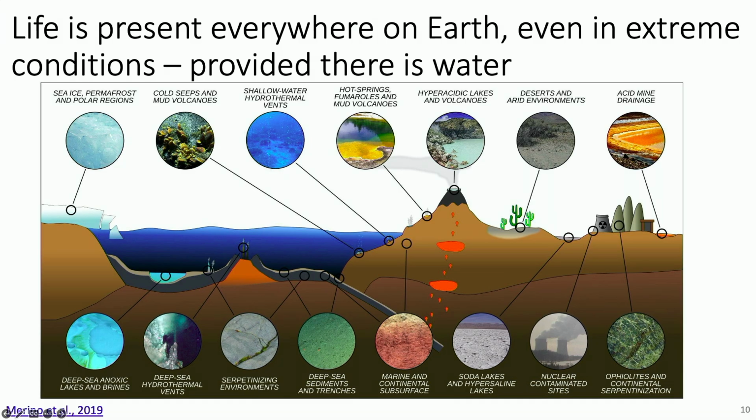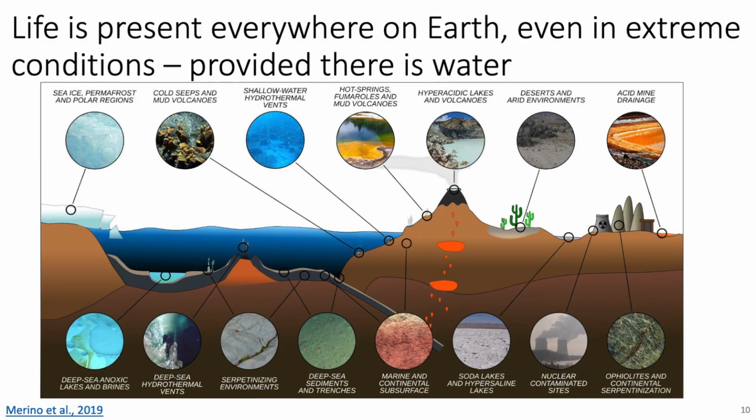Also the acid mine drainage, although it looks very inhospitable, has particular forms of life there, with communities that are super efficient. Even in the desert and arid environments, the hyperacidic lakes of the volcanoes, the hot springs, mud volcanoes on the surface, but also in the ocean, some of the shallower hydrothermal vents, and the cold seeps in the mud volcanoes. So basically, in the very mild environments, as we always think of life, of course there is life, but there is also rock-powered life in all the subsurface environments, whether they are mild or pretty extreme.